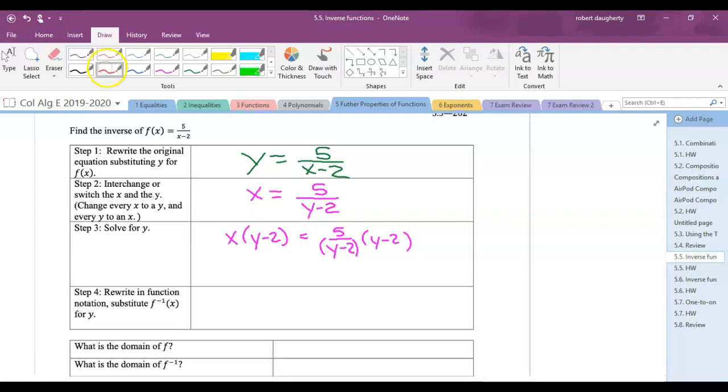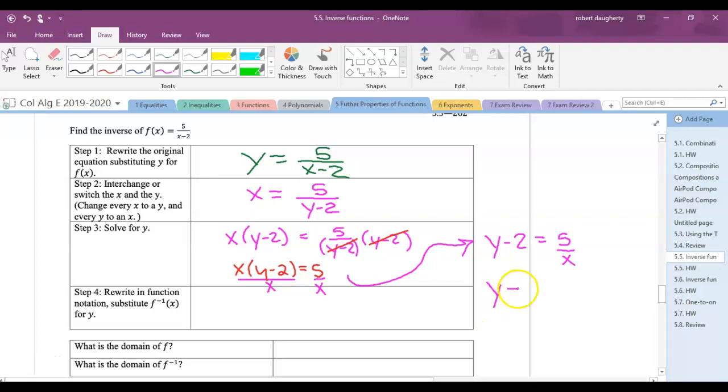What happens on the right? I end up with x times y minus 2 equals 5. What am I solving for? Y. What's keeping that from being by itself? The x. So divide both sides by x. This gives me y minus 2 equals 5 over x. How do I get y by itself now? Add 2 to both sides. So y is equal to 5 over x plus 2.